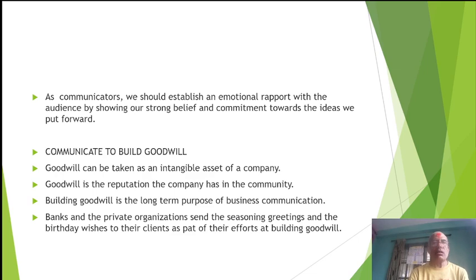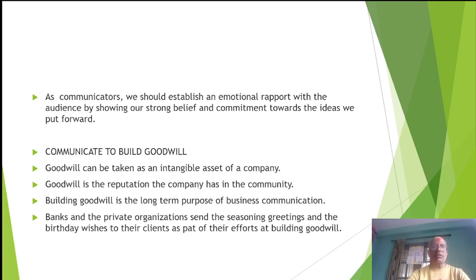As communicators, we should establish an emotional rapport, meaning a good relationship with the audience, by showing our strong belief and competence towards the ideas we put forward, right? Communicating to build goodwill is the last point. Goodwill means a good relationship. Goodwill can be taken as an intangible asset of a company, right? Goodwill is the reputation the company has in the community. Building goodwill is the long-term purpose of business communication.